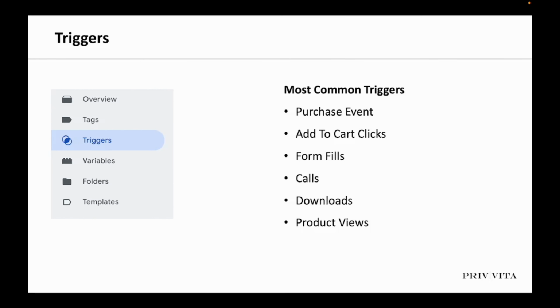Now let's talk about the triggers. Back to conditionals, triggers are the "if" part of the Google Tag Manager. Triggers fire the tags, like if someone clicks a button, if a user submits a form, or when someone spends 40 seconds on a page, etc. Most mistakes are made in the triggers part, so pay close attention to triggers. Here are some of the most common triggers: purchase events, add to cart clicks, form fills, calls, downloads, and product views.